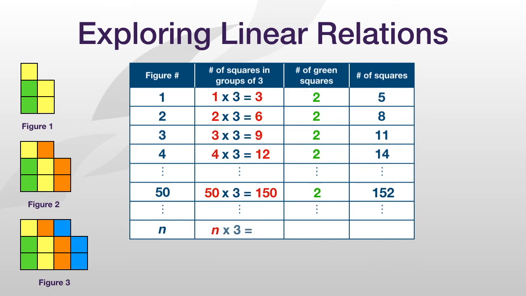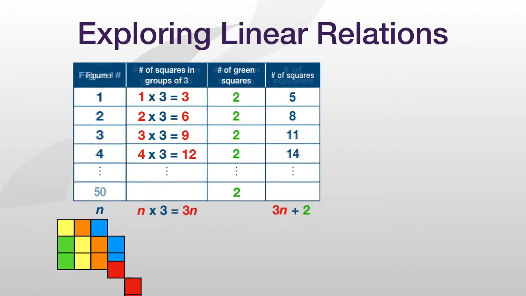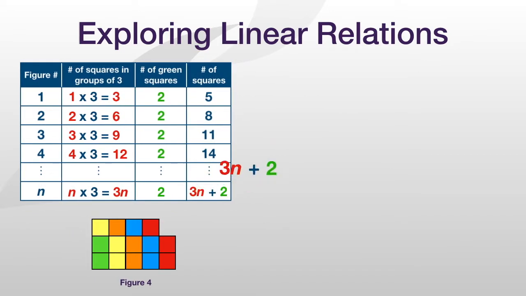First, we multiply n by 3, which is written as 3n. Then we add 2. Our general expression for this pattern is 3n plus 2. Because it contains a variable, it is called an algebraic expression. Let's take a closer look at this general expression and the terms that make it up.